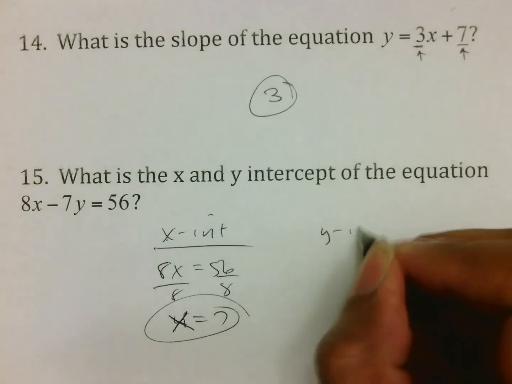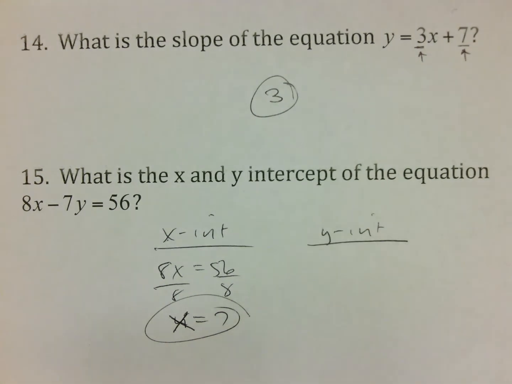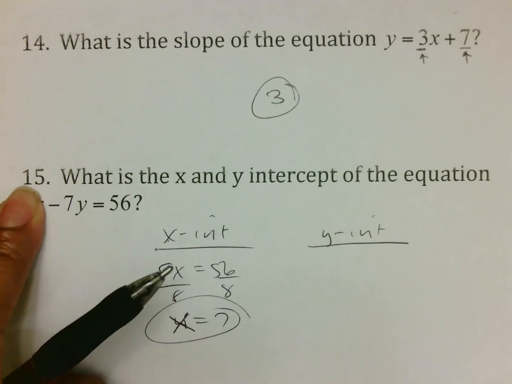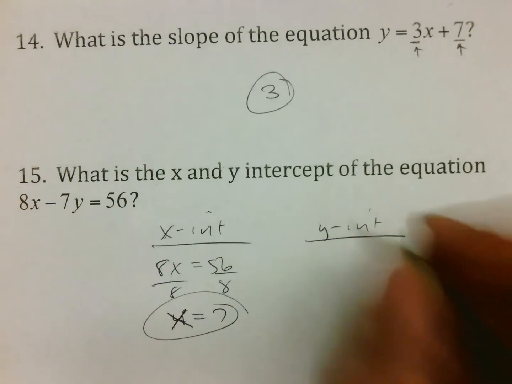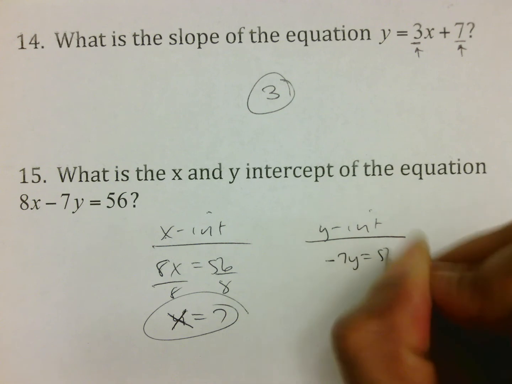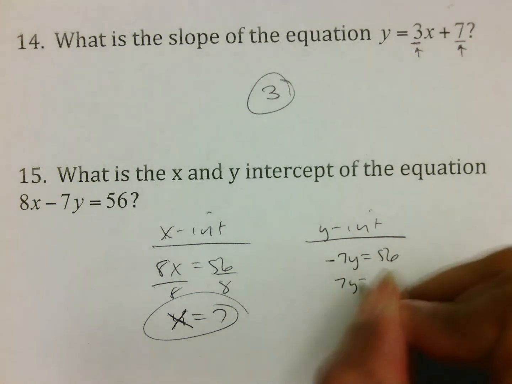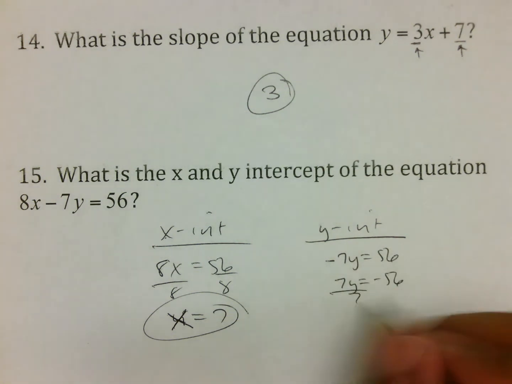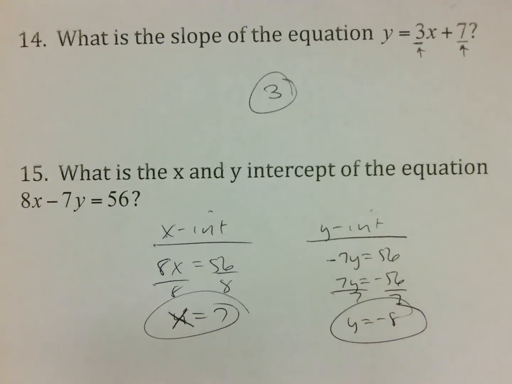If we want the y-intercept, then we do that by ignoring what we don't care about, and what we don't care about for the y-intercept is x. And again, be careful not to cover up that negative. So you're going to have negative 7y equals 56, which means 7y equals negative 56, and when you divide by 7, y is equal to negative 8. That is the end of the Chapter 5 review. That is pretty much everything that's going to be on the test for Chapter 5.